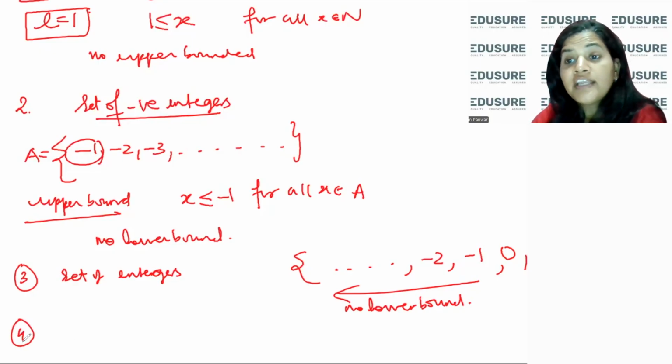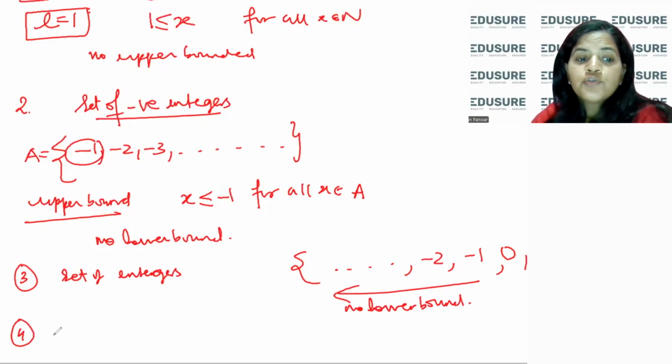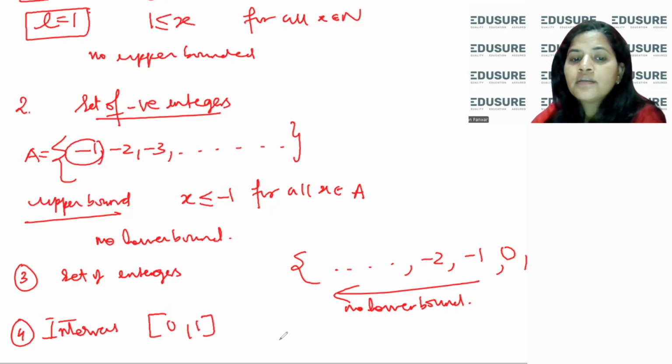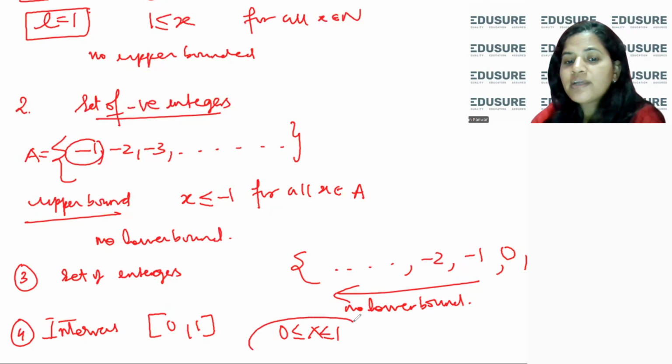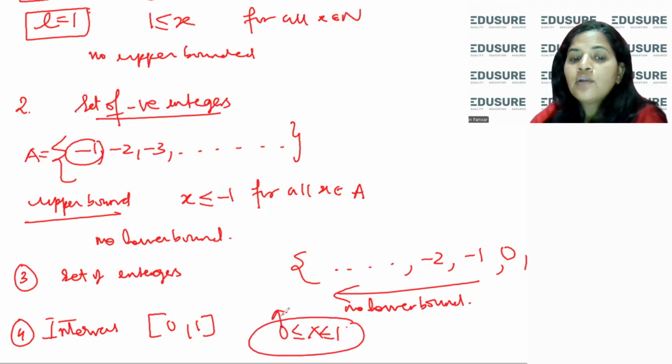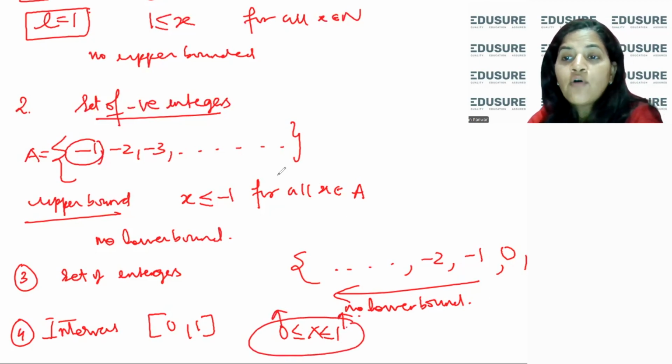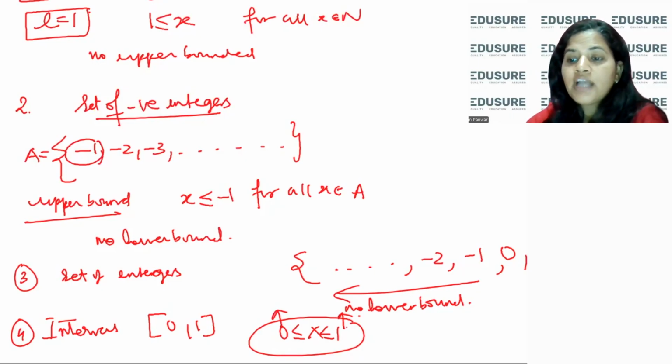And fourth, we need the upper as well as the lower bound. So you can take the interval [0, 1]. So you can see that here 0 is less than or equal to x less than or equal to 1. So there is a lower bound and there is an upper bound. So we have seen all the 4 kinds of examples. Okay. So where we have the lower bound as well as the upper bound.